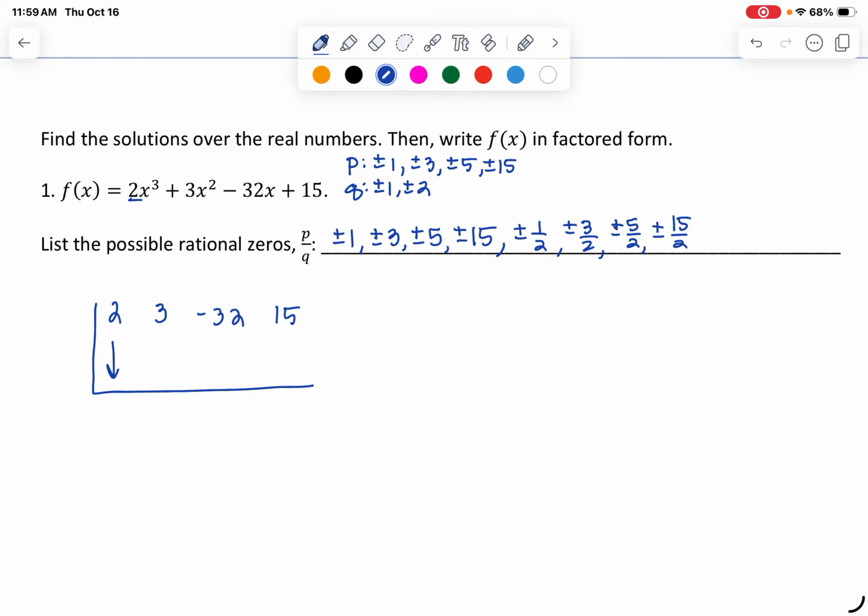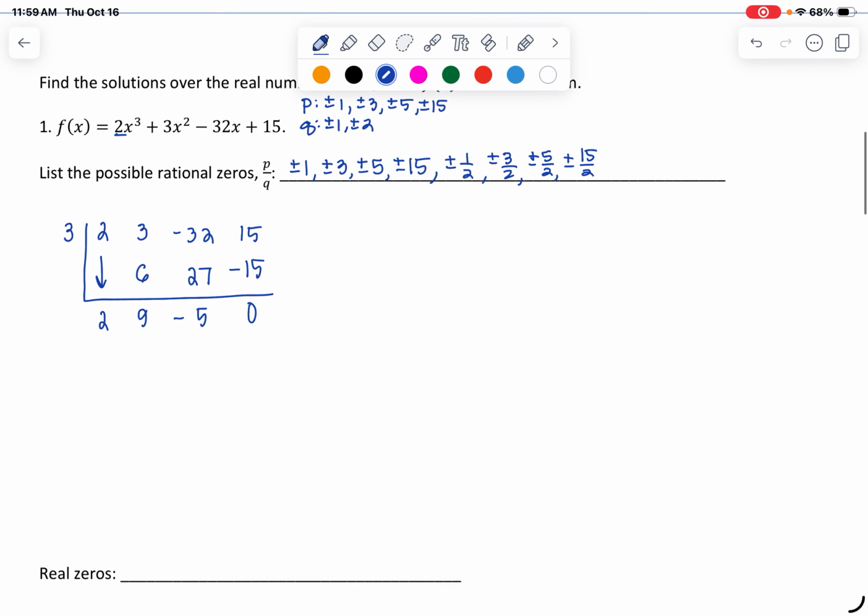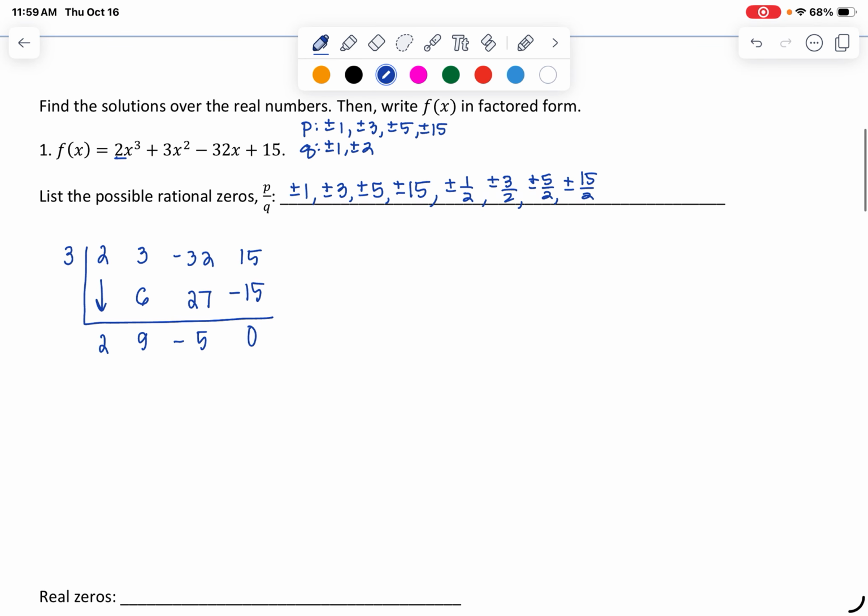And I'm going to move on to positive 3. Drop the 2, multiply, that's 6. Add, that's 9. Multiply, that's 27. Add, that's negative 5. Multiply, this is good, negative 15, and I get 0. All right. Okay, so find the solutions over the real numbers.